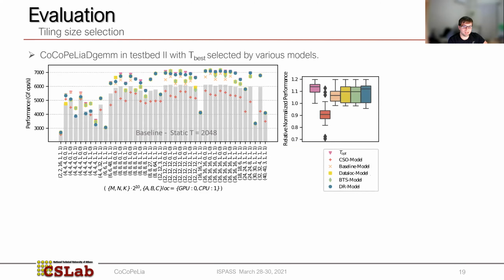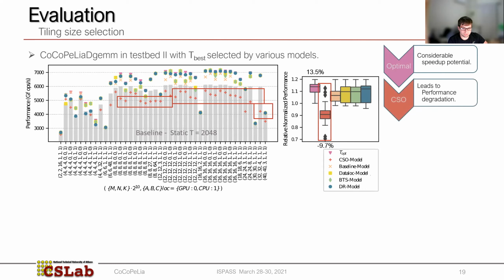Then, we evaluate the tile size selection ability for our models by comparing the tile selection performance achieved by our various models and the CSO model for dgemm in testbed 2 versus a static tile size as a baseline, as we can see in the figure in the example. First, we see that there is considerable 13.5% speedup potential over the static tile with the optimal tile for all cases, which of course we found experimentally. Then we see that the CSO model predicted tiles actually result in a nearly 10% slowdown. It is therefore completely inefficient for tile size selection in practice.